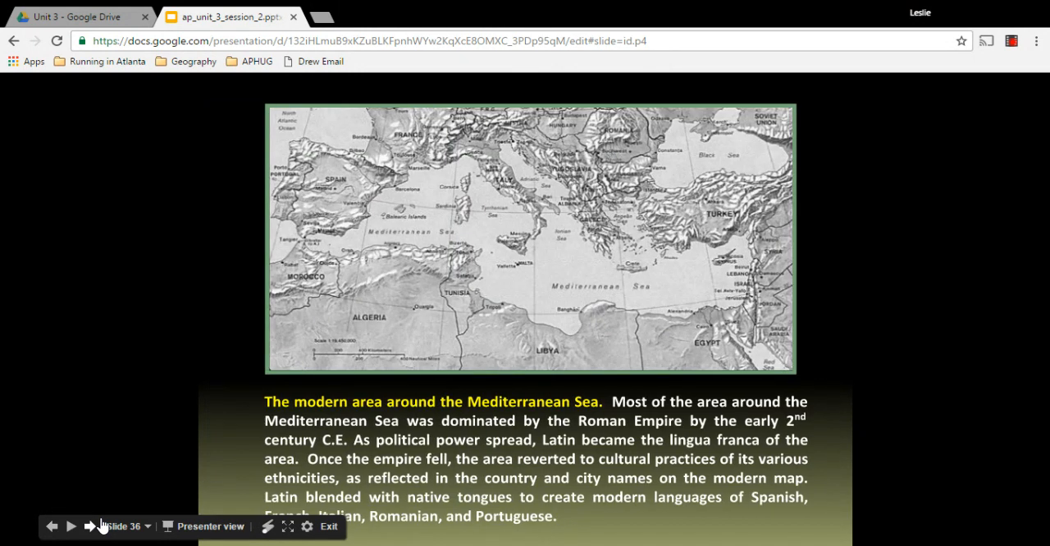So when you take a look at this map, we have the modern area around the Mediterranean Sea. Most of the area around the Mediterranean Sea was dominated by the Roman Empire by the early 2nd century Common Era. As political power spread, Latin becomes the lingua franca of the area. Once the empire fell, the area reverted to cultural practices of various ethnicities as reflected in the country and city names on the modern map. Latin blended with native tongues to create modern languages of Spanish, French, Italian, Romanian, and Portuguese.